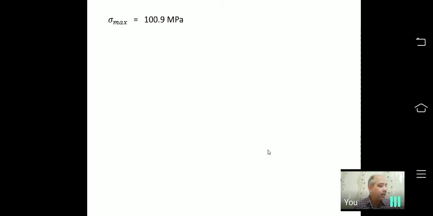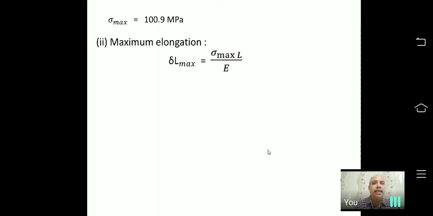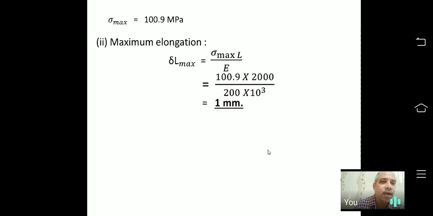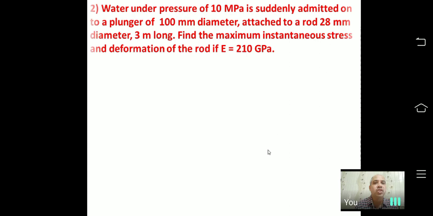Now what is delta L? We know delta L is sigma L upon E. Sigma is 100.9, L is 2000, and E is 200 into 10 raised to 3, which gives a value of 1 millimeter. This will be the maximum elongation, and that is due to the shock energy of 100 joules.